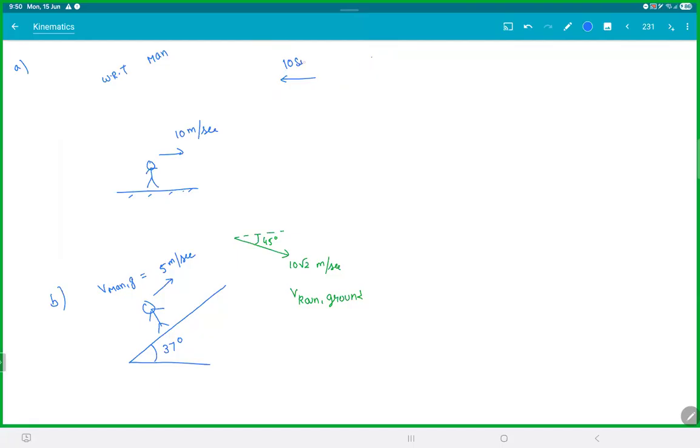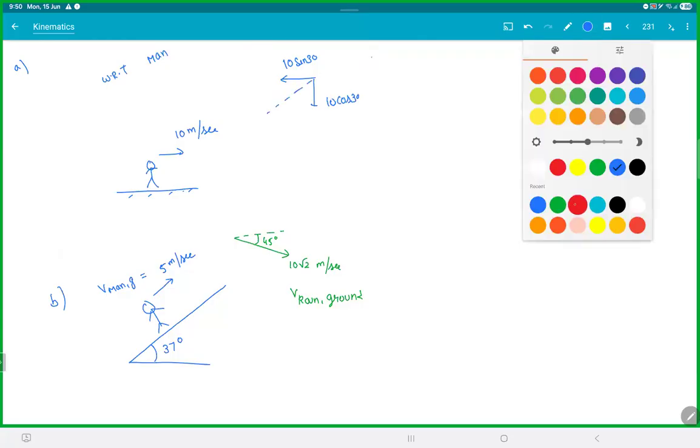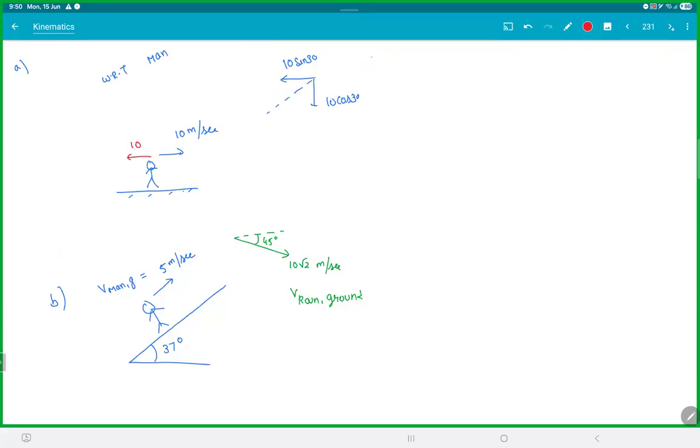So this is 10 sin 30 and this is 10 cos 30. That is how the rain was falling. So to stop the man, we need to put 10 backwards. I need to put 10 this way. The man will come to rest. Now, if you ask him, boss, what do you think about the rain? He will say, the rain is going backward.